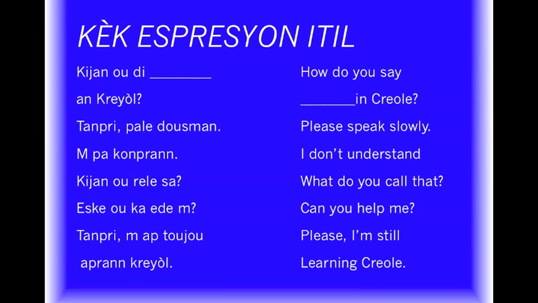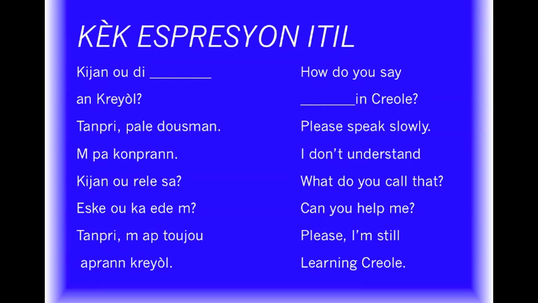So, que expression est-il? We've already gone over some, and now we're going over some new expressions that we haven't seen before. So the first, qui jan ou di en Creole. For example, I wanted to know how to say book. I could ask, qui jan ou di book en Creole? And the response would be, ou di livre. Livre is the Haitian Creole word for book.